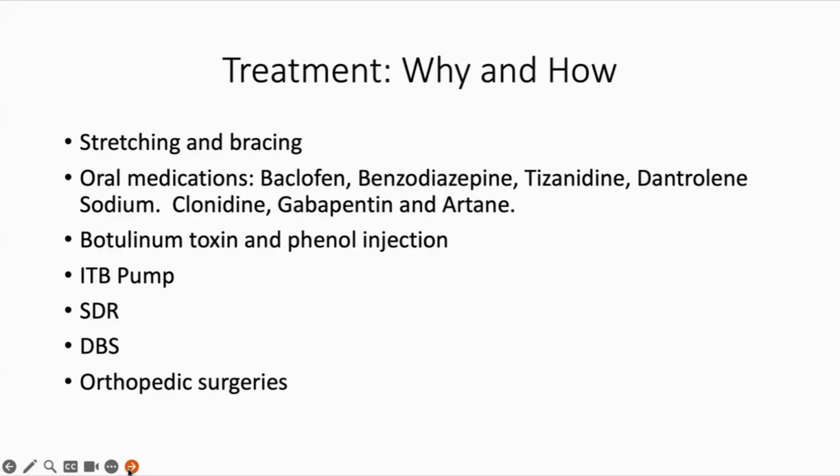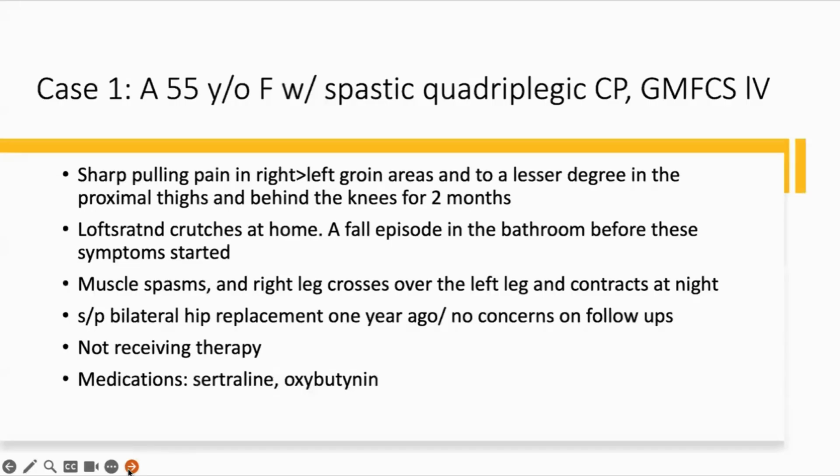And Sinemet, which is a dopaminergic medication as well. Then we have a localized treatment of spasticity and dystonia, which is botulinum toxin and phenol injections. Then some ITB pump, SDR, DBS, and orthopedic surgeries that Dr. Kim will review later. Next slide.